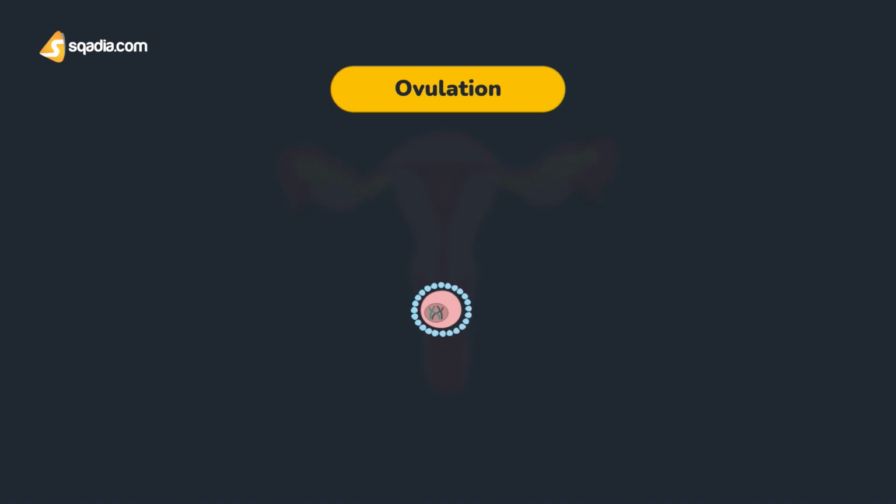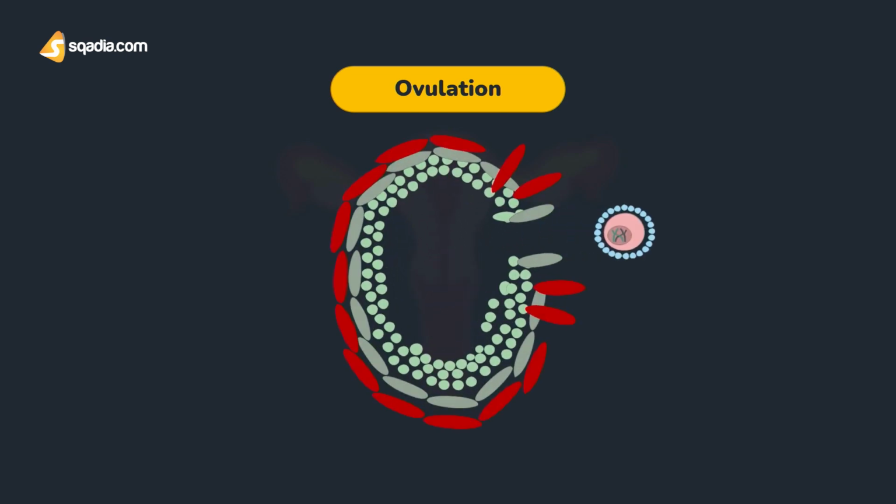So let's talk about ovulation now. Ovulation is the process by which the Graafian follicle ruptures with consequent discharge of the ovum into the abdominal cavity. This ovum is going to be discharged from all these granulosa cells and it's going to rupture. Okay? All of this process is going to be influenced by luteinizing hormone.